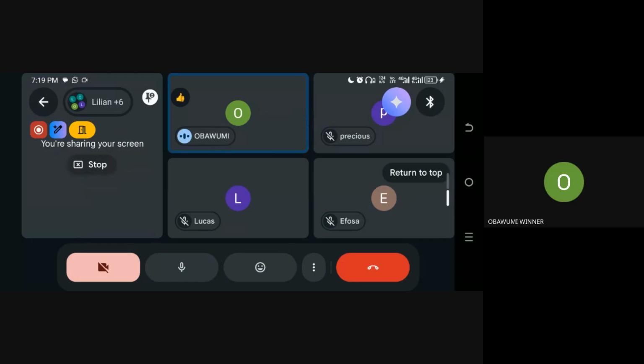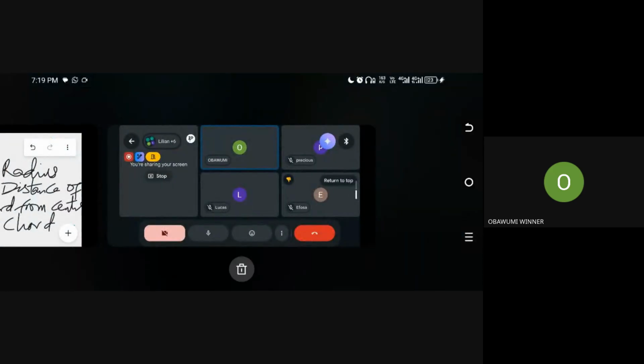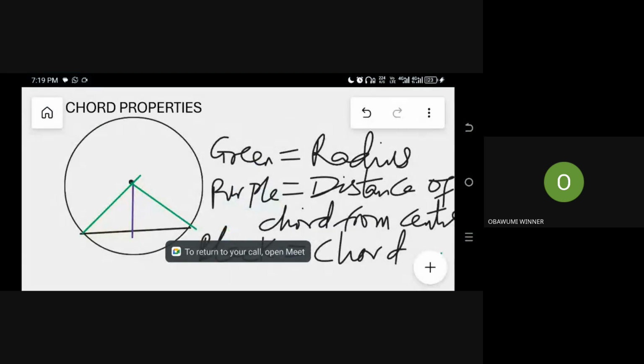Okay, Winner, if you're told here that the distance of the chord from the center of the circle is 10 centimeters, tell me where in this circle would you put the 10 centimeters? The green line, purple line, or the black line? The distance of the chord from the center of the circle is 10 centimeters. Where would you put the 10 centimeters?